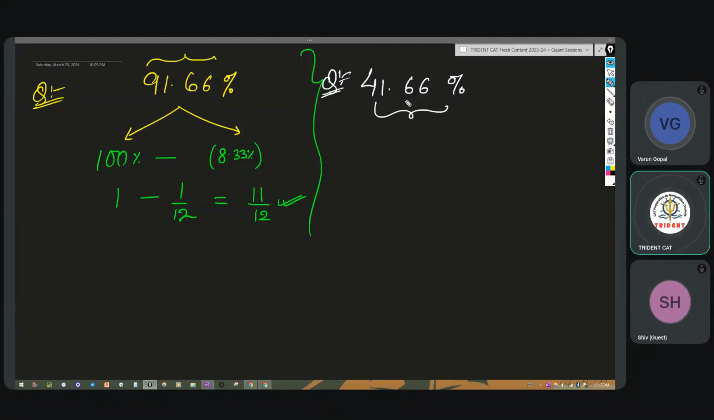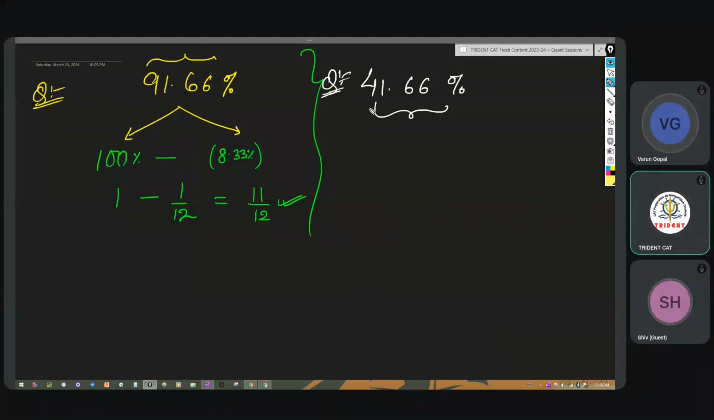Varun, tell me how you got to this 5 by 12. 50 minus 8.33. Yeah, 1 by 2 minus 1 by 12 is correct. That also works. Shiv, you're saying something? 5 by 12, great. Shiv, tell me how you got it. So 50 minus 8.33, 1 by 2 minus 1 by 12. That thing will also work.